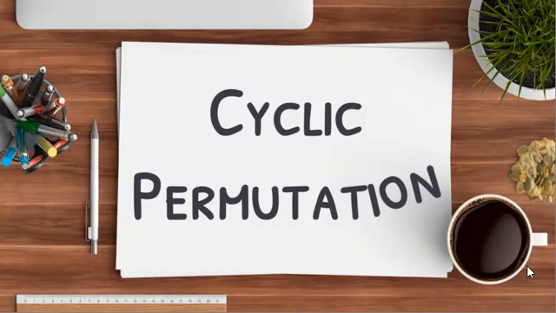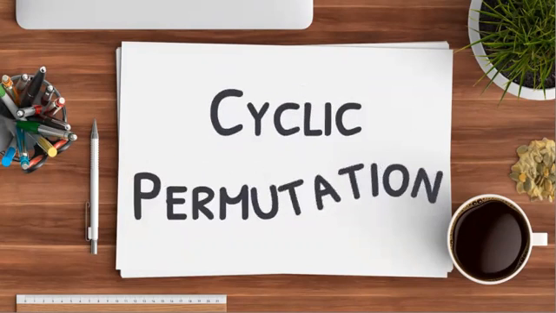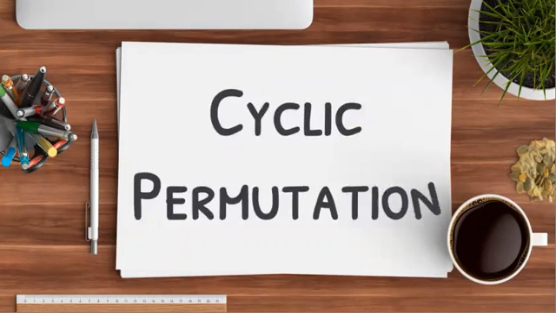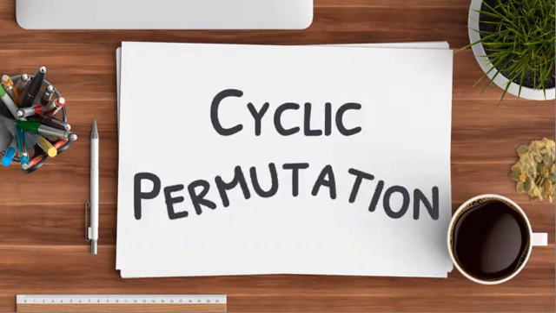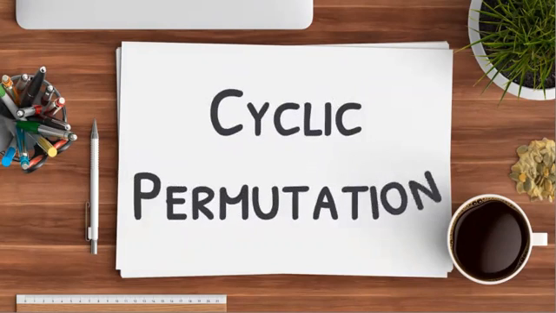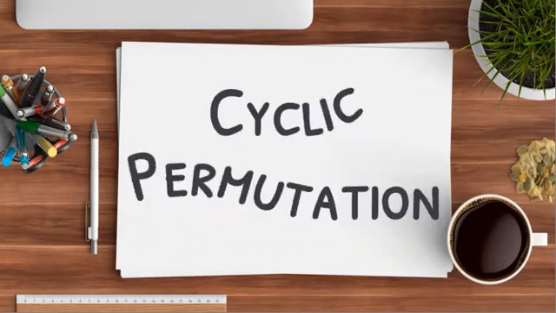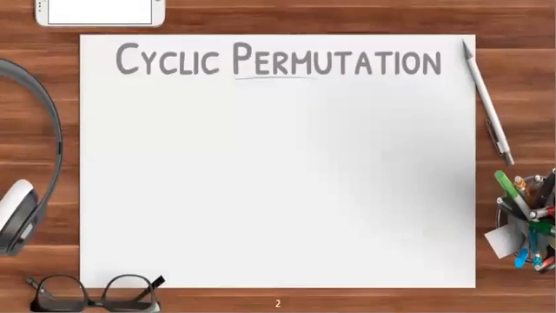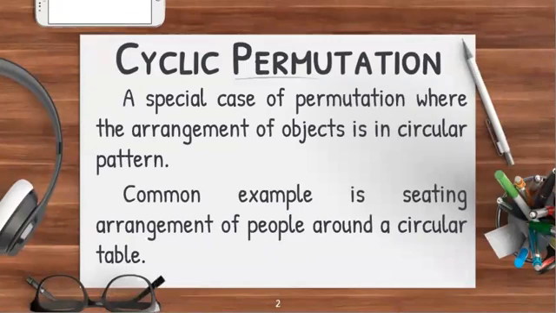So now we are going to continue with our discussion in permutation. For this video, we are going to discuss all about the permutation. Earlier we have the permutation of n objects taken r at a time, and then we also have the distinguishable permutation. For this video, we are going to deal with the cyclic permutation. So cyclic permutation is a special case of permutation where the arrangement of objects is in a circular pattern.